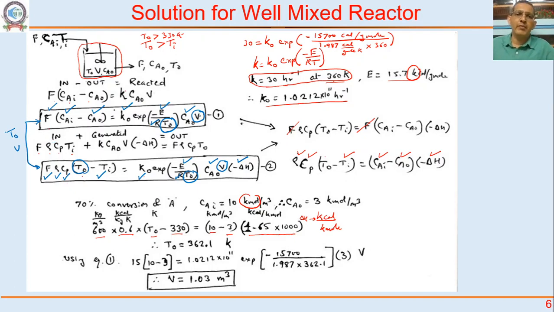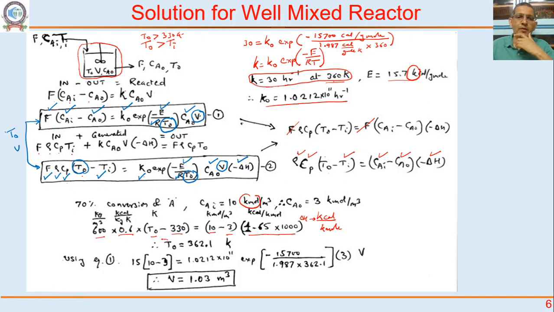One way of solving them is to eliminate one of the variables. V we have eliminated by using equation 1 and 2, right? By writing the right hand side, we have eliminated V, and therefore we got an expression for T naught, and therefore we got a value of T naught.